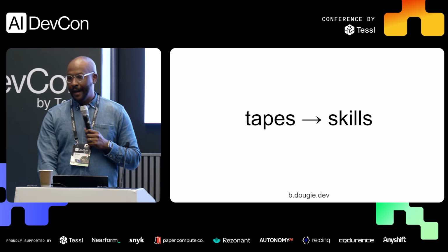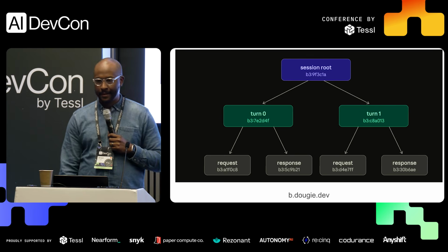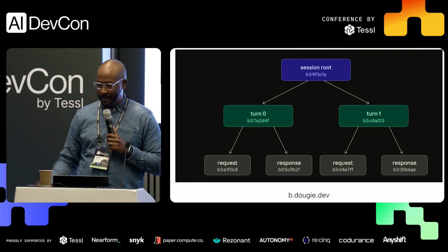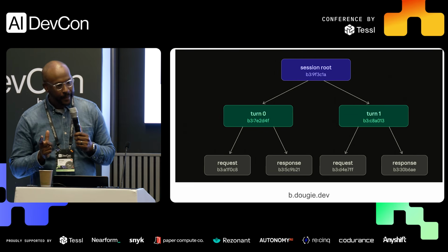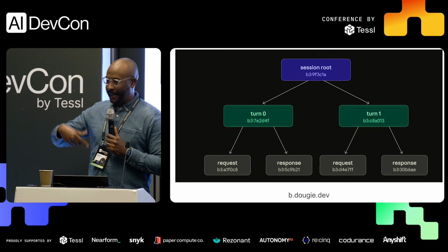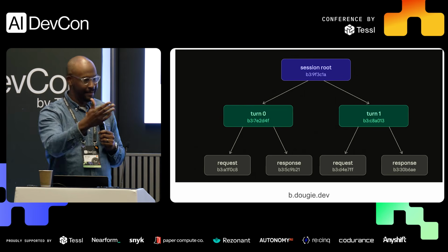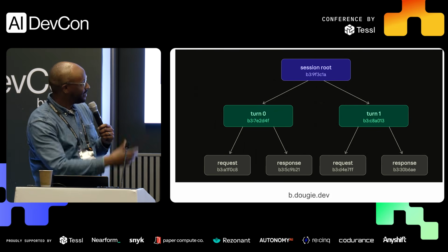But tapes collect the sessions and generate skills. A lot of folks asked us how this works. My co-founder in the back is the one that designed all this stuff, but we have a Merkle DAG. If you know Git, every Git commit sits within a DAG, so you have a hash for every commit, and they have these branches and it looks like this.